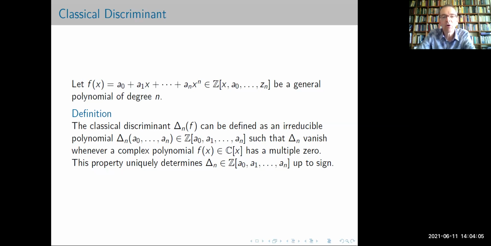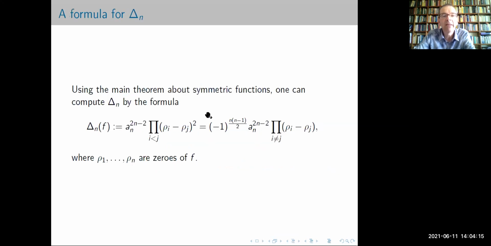And there are two possibilities to choose such a sign. And I will explain what these possibilities are. But I would like to fix this sign. And I will express this polynomial in this standard form using the roots of f. So there will be the power 2n minus 2 of the leading coefficient an, and then the product over all pairs of roots rho i and rho j squared. And of course, there is another expression, maybe without the square, where I consider all possible differences of roots, and the product runs over all pairs i and j which are not equal to each other.